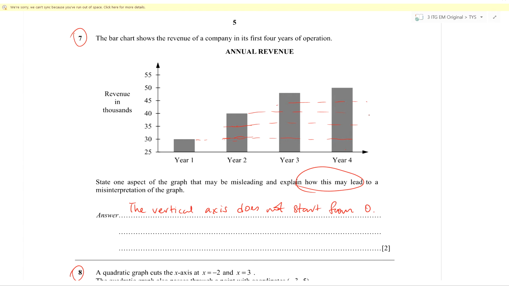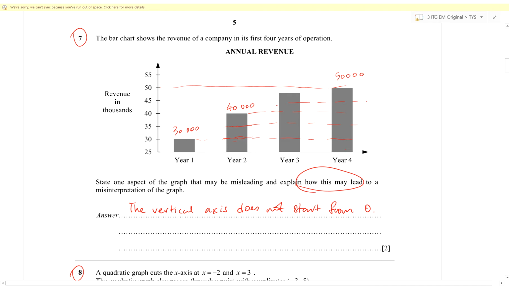Now that we notice that it didn't start from 0, it started from 25. 25 what? 25,000. Now that we realize it started from 25,000, this value is actually 30,000. This value over here is actually 40,000. This is, okay, I can't really tell what this is, but that's not the main point. This is 50,000.